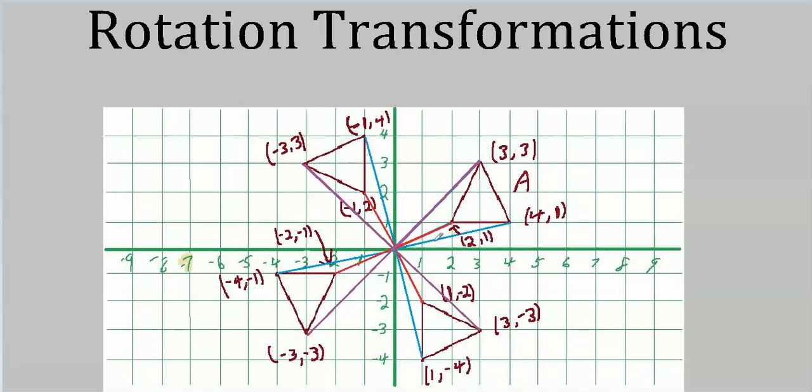I use different color lines here so you can see which point is going where, and lines of the same color should be perpendicular. I didn't draw those in because it's already a little too crowded. But take a look at the blue line, for instance. The point 4, 1, as we rotate it 90 degrees, becomes the point minus 1, 4. And if we draw our line from the origin to that point, it should be perpendicular to the original line. It will also have exactly the same length.